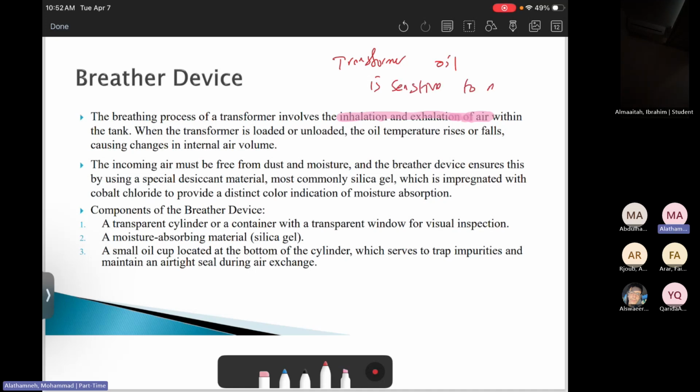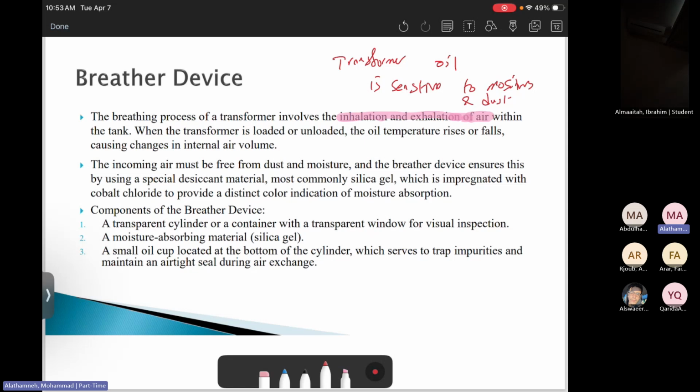Sensitive to moisture and dust, which means if there is a small particle of moisture or a small particle of dust, the insulation of the oil transformer will be reduced a lot, which will be very dangerous. It is very sensitive. So we must have a pure transformer oil, with no particles in it. That's why the transformer oil is very expensive.